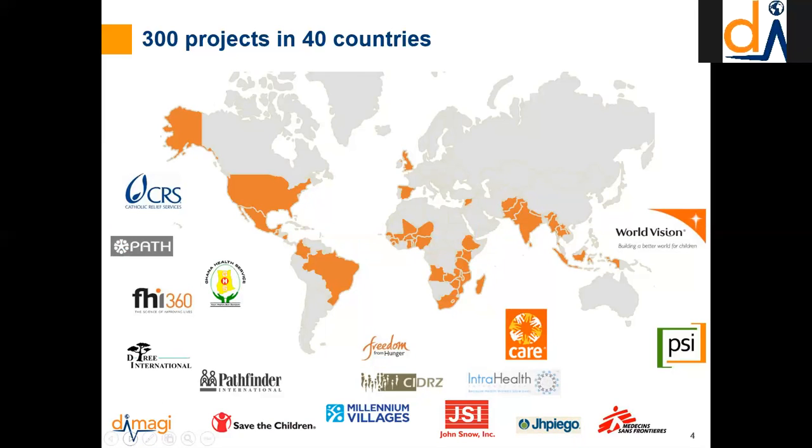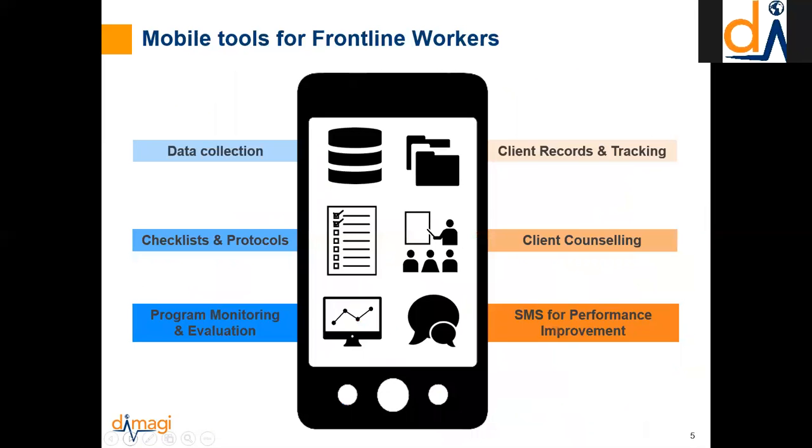And so it's important, in order to be able to work in all of these countries, that we can go into multiple languages. Here's just an overview of some of the things that most mobile tools for frontline workers will be able to do, and CommCare does all of these. And so just a basic understanding. So we do data collection as well as checklists and protocols.